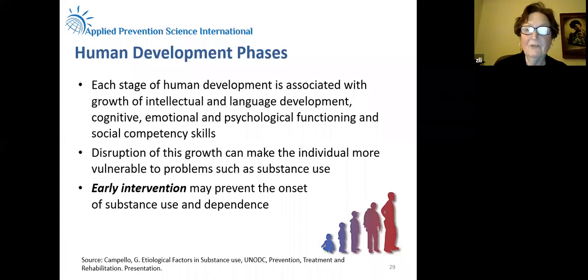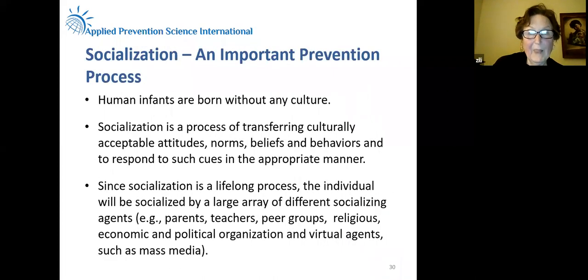But any disruption of this growth process is going to make somebody vulnerable, not only to substance use problems, but their trajectory could be very negative in so many different ways. So prevention is very important. And early prevention, early intervention could prevent that trajectory from happening. The field is beginning to talk about prevention as a socialization process, because in many ways, what we're trying to do is to impact that process.